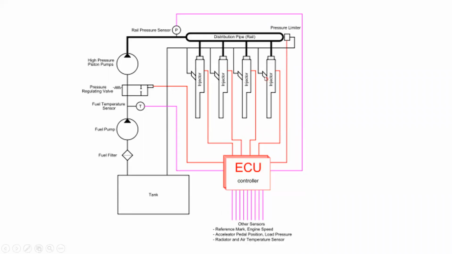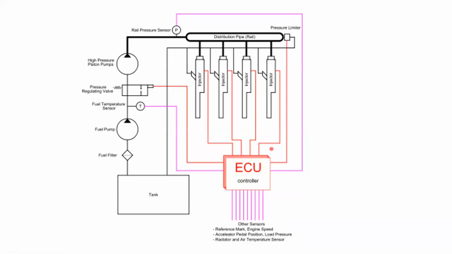And you can see there's still a return line. The reason being, you still need to lubricate, which is why it still has these return lines or leak down lines. So after measuring all of these values, the ECU determines how much fuel has to be delivered by each injector at each time. The fuel goes through this injector, it will open and it will come through to the piston.